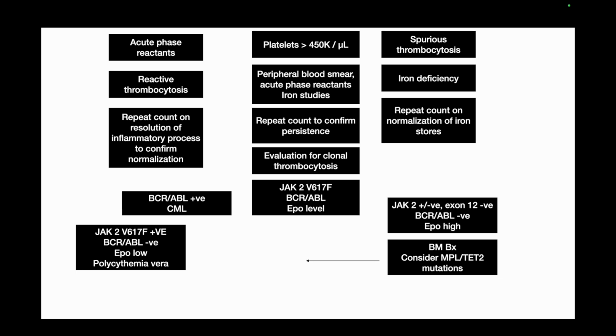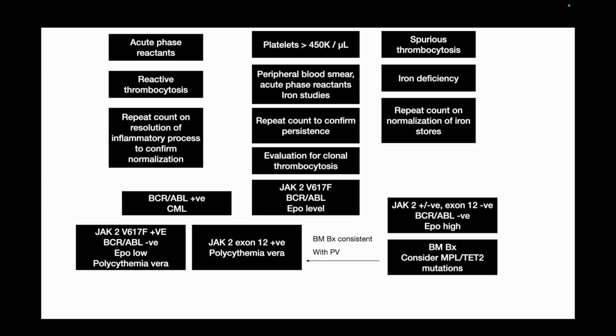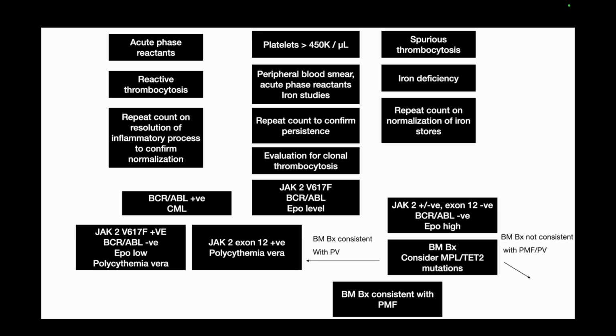When you do a bone marrow biopsy, if the bone marrow biopsy is consistent with polycythemia vera, this is polycythemia vera. Especially if JAK2 exon 12 mutation is positive, this is polycythemia vera. And if the bone marrow is consistent with primary myelofibrosis, this is myelofibrosis. And then if the bone marrow is not consistent with primary myelofibrosis or polycythemia vera, consider erythrocytosis, myeloproliferative neoplasm, myelodysplastic syndrome, and 5q syndrome. So these are the possibilities if the bone marrow biopsy is not consistent with polycythemia vera or primary myelofibrosis.